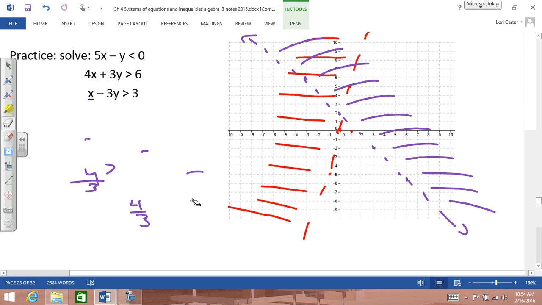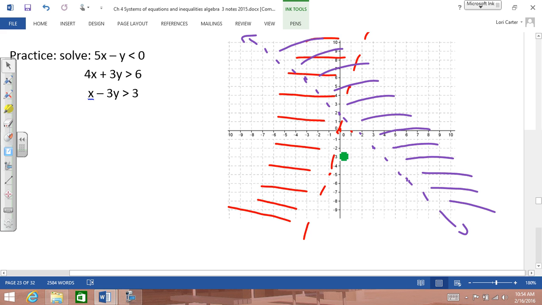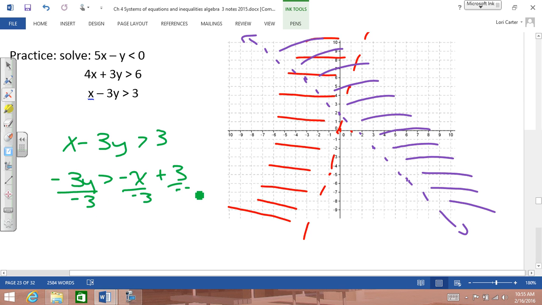What color do you want now? Green. Okay, what did you do here? Step 1. Plug in zeros. We have to graph it first. I haven't graphed it yet. Move the x over. Then divide by negative 3. What does that do? Flip your sign around. What's my sign?